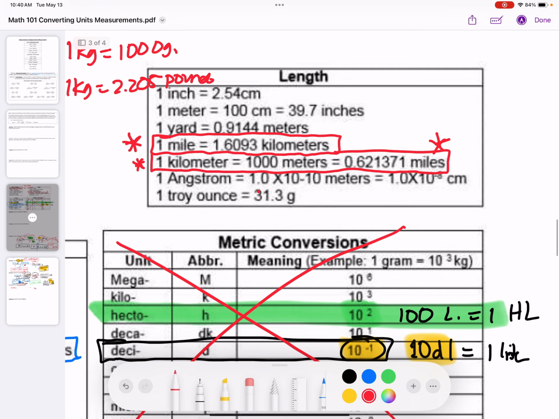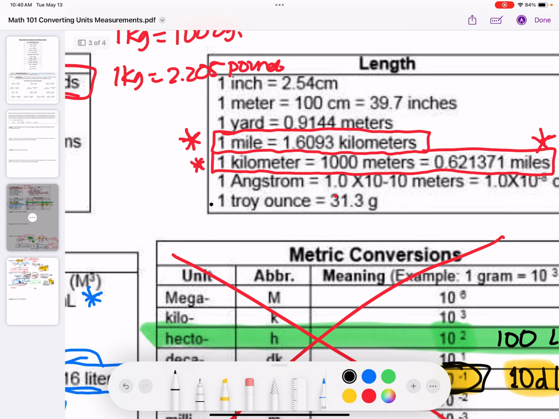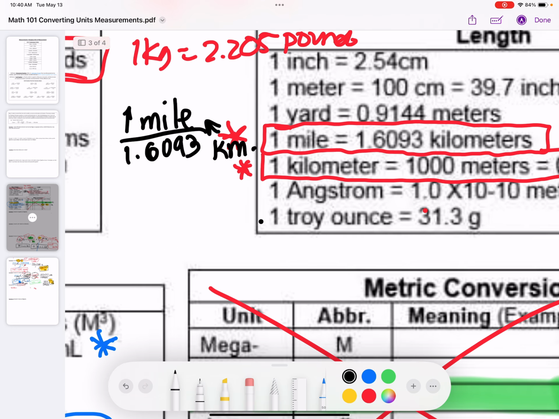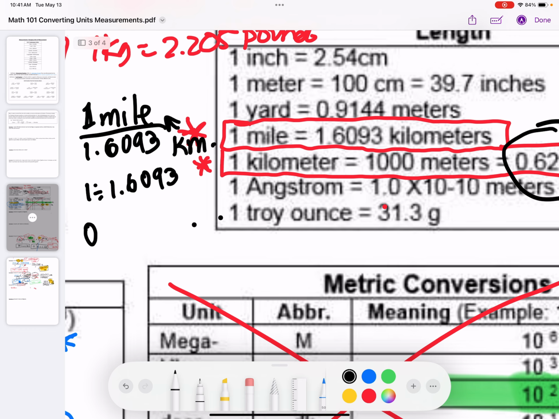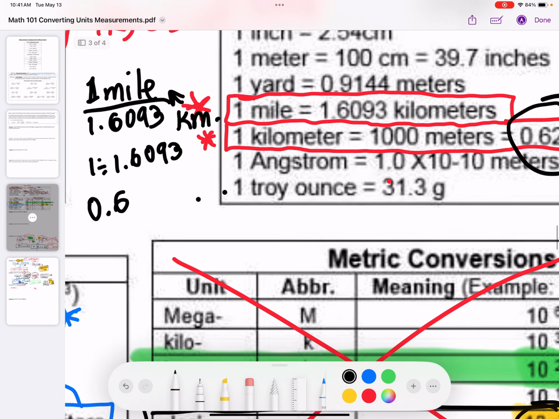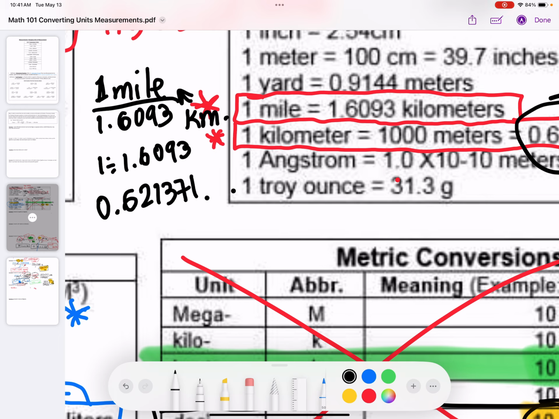Let's see. I'm going to write it. Because these are unit fractions, I could say this top one that I boxed is 1 mile and it's 1.6093 kilometers. But if you take those two numbers, the numerator is 1, the denominator is 1.6093. If you divide 1 by 1.6093, you would get this number here, 0.621371 kilometers for 1 mile.